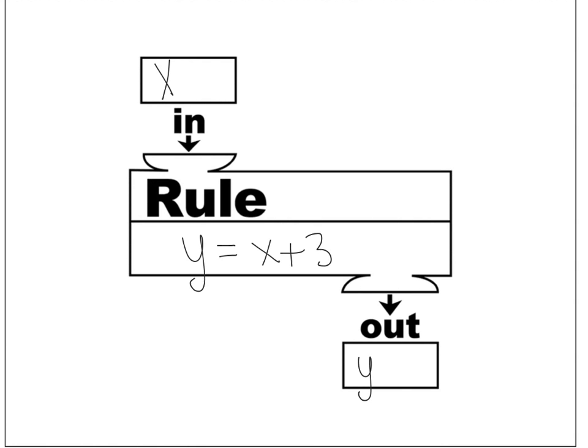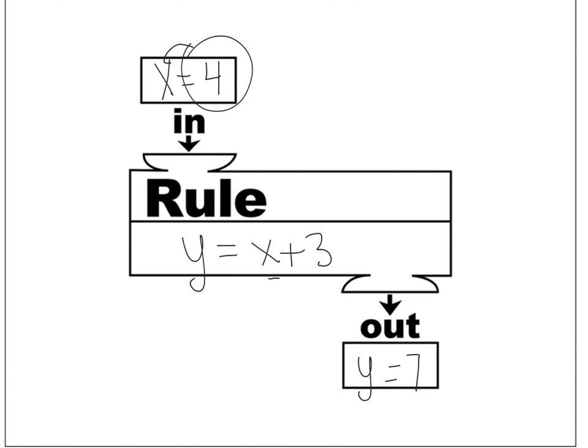If you've ever seen anything like this, they use them in lower grades. This is an input-output machine. If you start with the number x, and the rule inside of the machine is y equals x plus 3, you would take whatever x went in, add 3, and your output would be y. For example, if x equals 4, that goes in, follows the rule, y will equal x, which was 4, plus 3, which is 7. And it would output y equals 7.